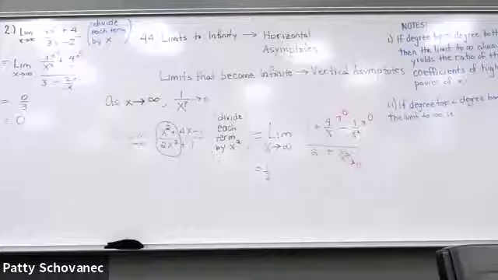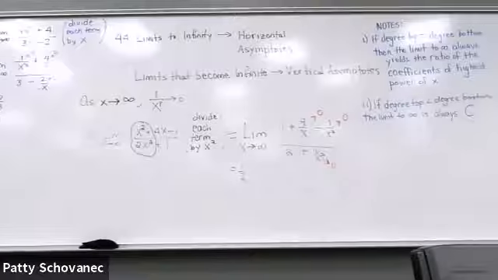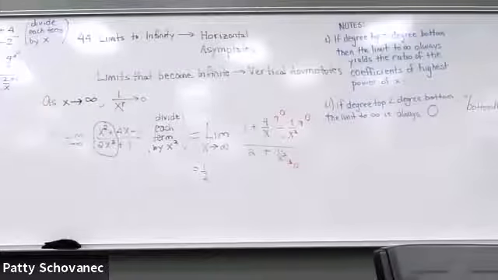If the degree on top is smaller than the degree on the bottom, the limit to infinity is always 0. So I call this one the bottom heavy case. If the fraction is bottom heavy in terms of the power, then the limit is going to go to 0.